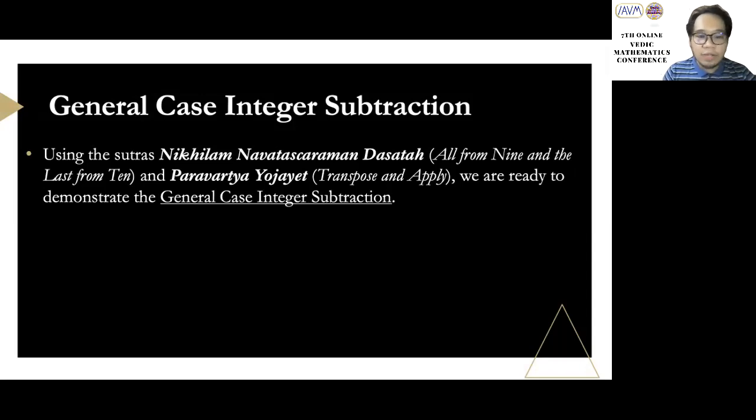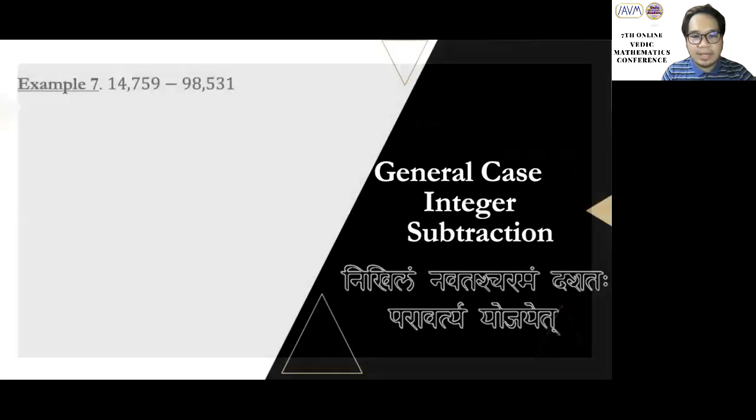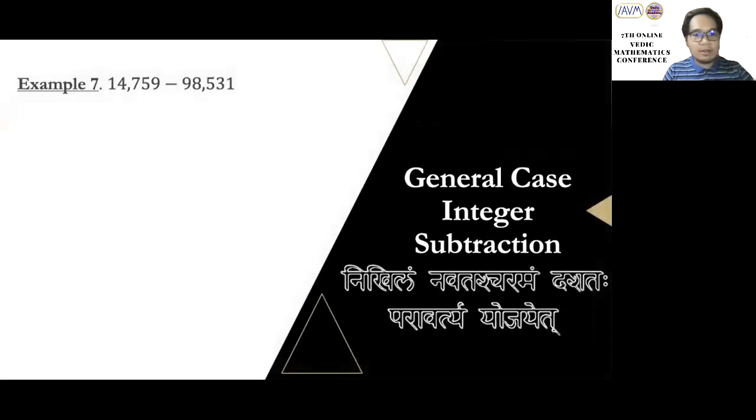And we will be ready to demonstrate the general case integer subtraction. How do we do this? Let's get into it. For instance, we have 14,759 minus 98,531. Clearly, the subtrahend is greater than the minuend. So what we're going to do first is transpose and apply this.